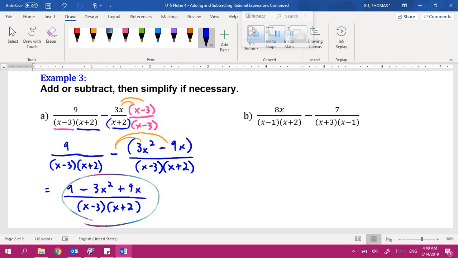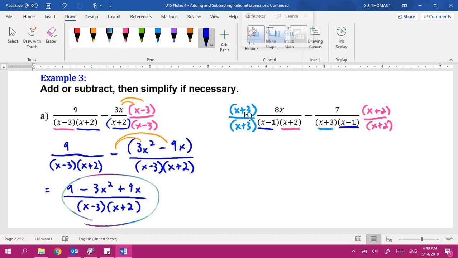Okay, so now let's look at b. Okay, so both of the denominators have an x minus 1, okay? The denominator on the left is x plus 2, the denominator on the right has an x plus 3. So we're going to make sure that they end up the same. So on the right side I'm going to multiply by x plus 2 over x plus 2, and on the left side what should I multiply by? X plus 3 over x plus 3, like this.